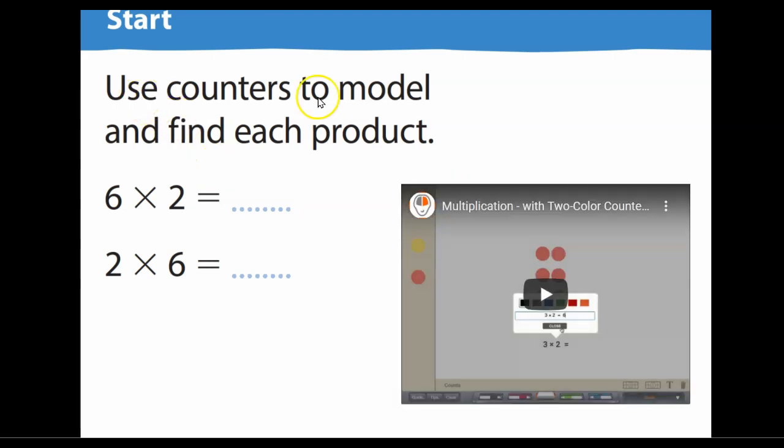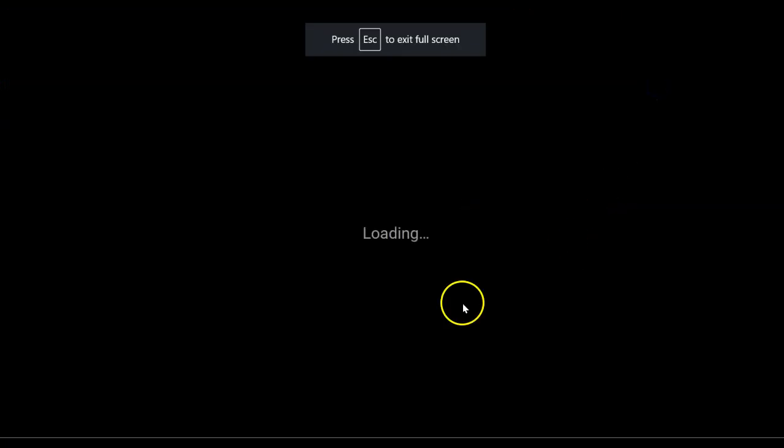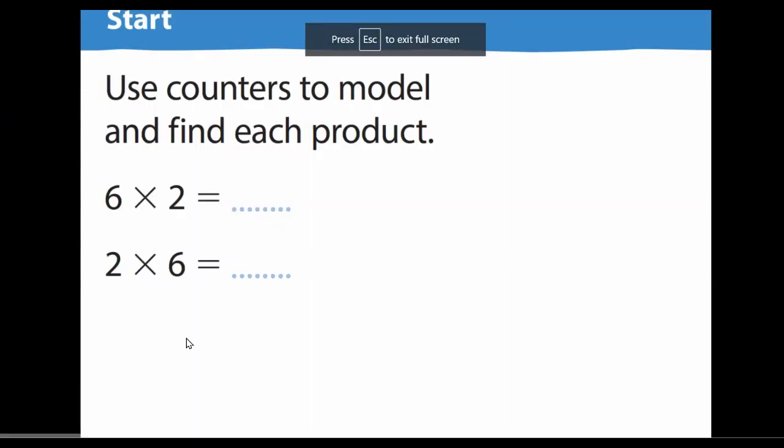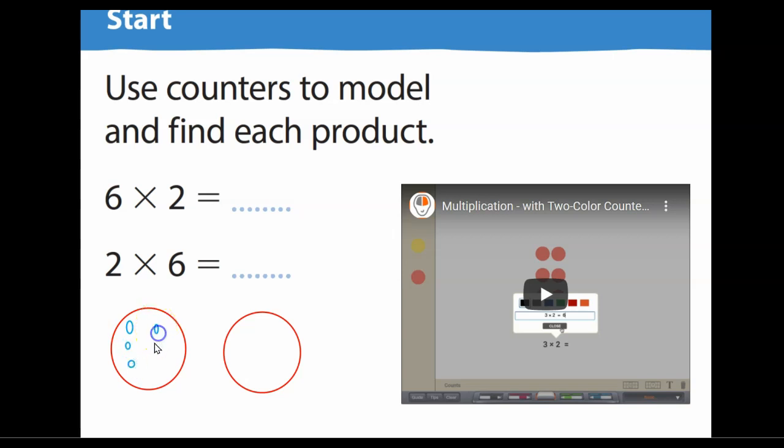It says use counters to model and find each product. Okay. Let me have counters on this side. So I got 6 times 2. Okay. I could have 6 groups, or 2 times 6. I could have 2 groups, right? With how many in each group? 6. 1, 2, 3, 4, 5, 6.